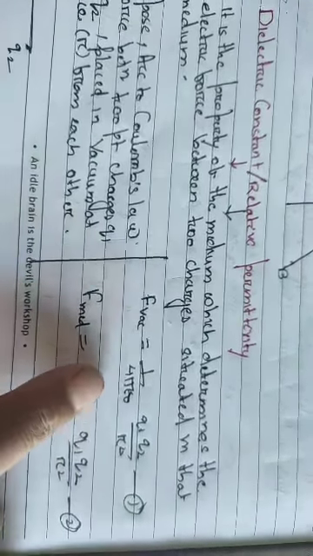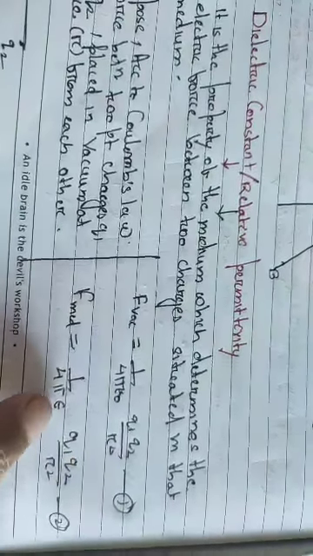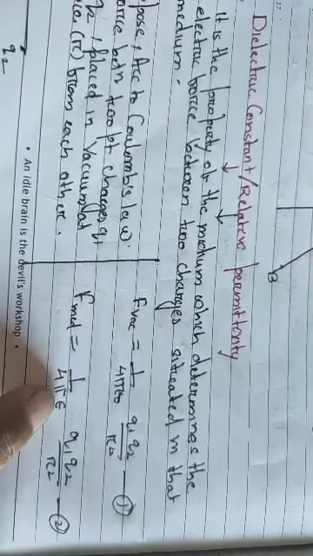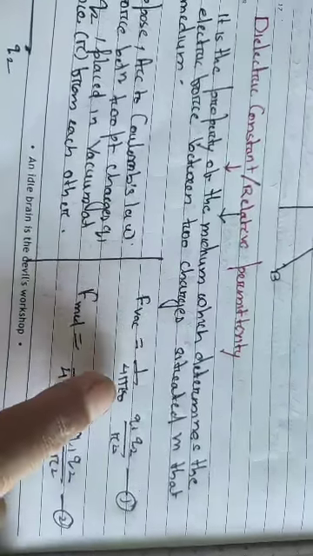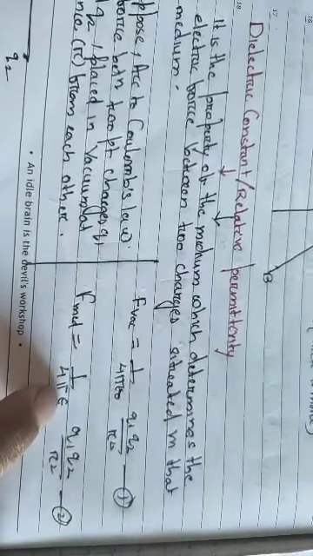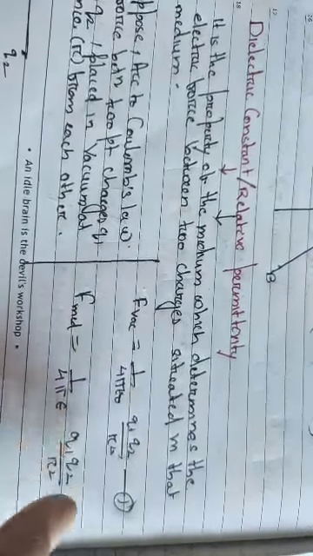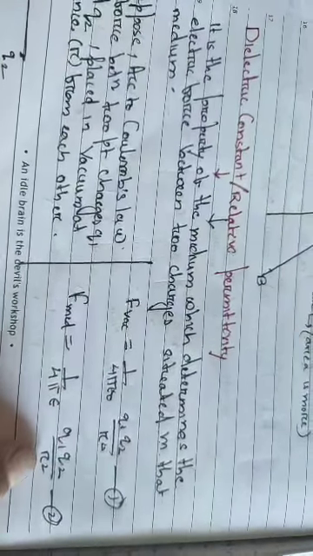What is that? 1 by 4 pi epsilon. See, this is the variation. This is epsilon naught and this is epsilon. I hope you are clear, students. This is epsilon naught for vacuum. This is epsilon in the medium. That is 1 by 4 pi epsilon q1 q2 by r square.